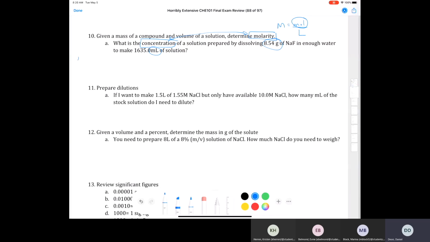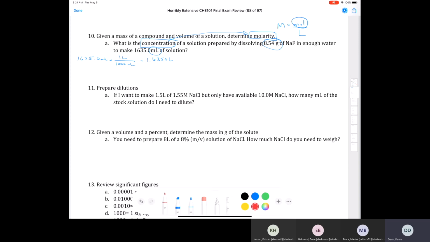I'm sure most of you can just do this in your head, and there's no problem with that, but I'll just use a conversion factor here. We know that there are 1,000 milliliters in 1 liter, so this is equal to 1.6350 liters.